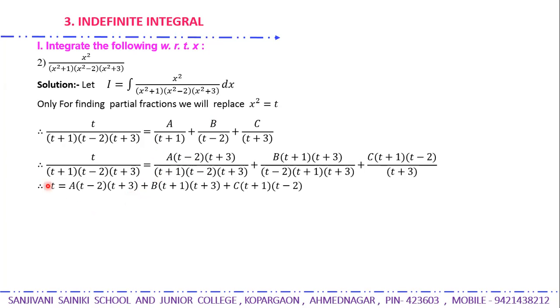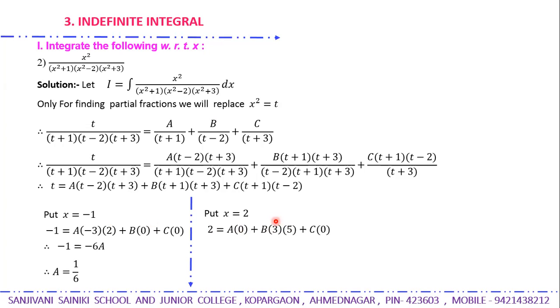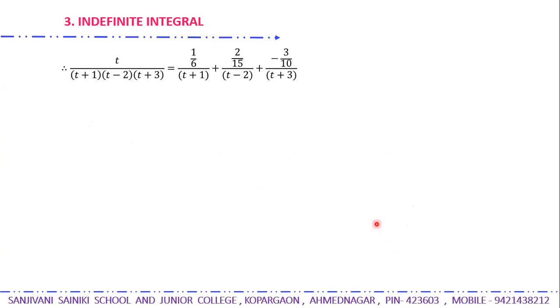So take the LCM, you will get the equation. In this equation, we will put step by step t equal to minus 1. After putting t equal to minus 1, evaluate the value of a. Then we will put t equal to 2. In this case, our partial fractions are in the variable t. Then in the next step we will put t equal to 3, so that these two factors will become 0 and you will get the value of c. So these are the required partial fractions of the given function.